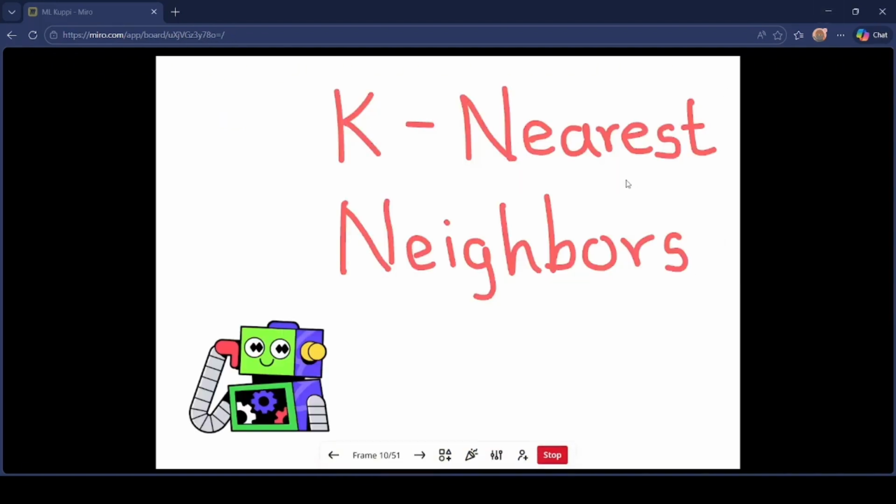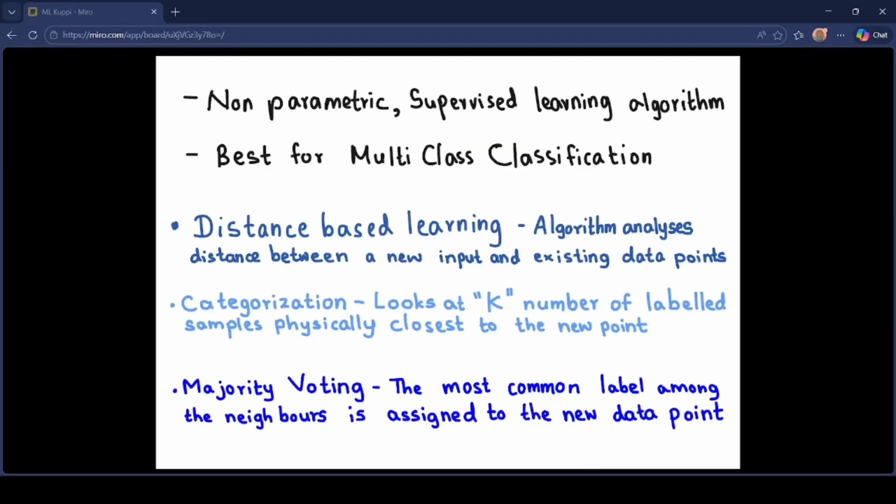Okay, so the first classification algorithm we are going to look at is called the k-nearest neighbors, KNN for short. This is a supervised learning algorithm and it's best for multi-class classification. So here KNN actually works on three strategies, I would say. The first one is distance-based learning. So the algorithm analyzes the distance between the data points. It works on calculating the distance between each data point and a categorization next. So that is looking at a k number of labeled samples physically closest to the new point.